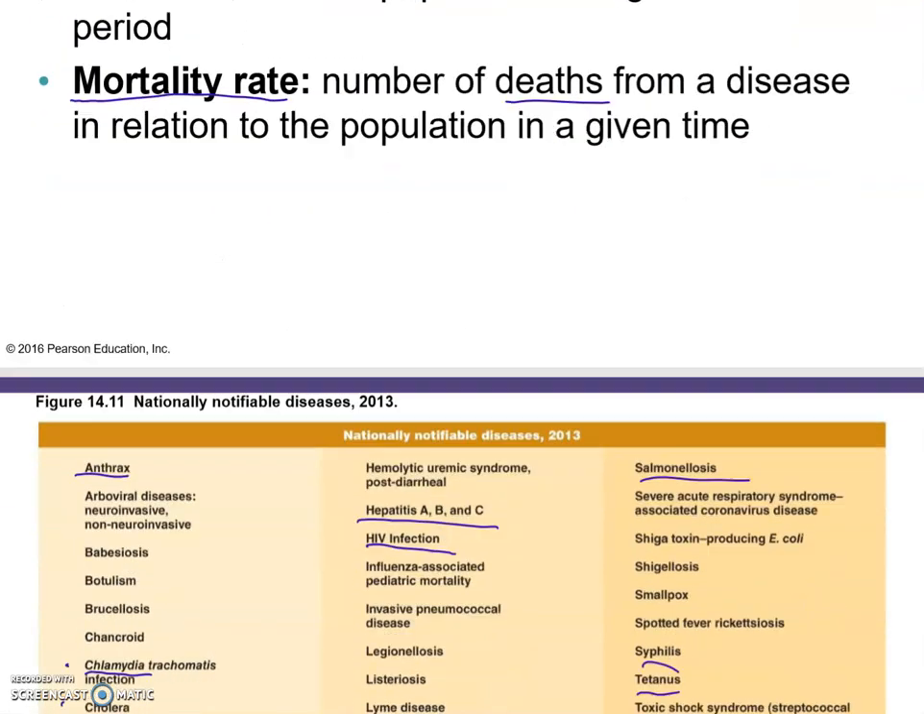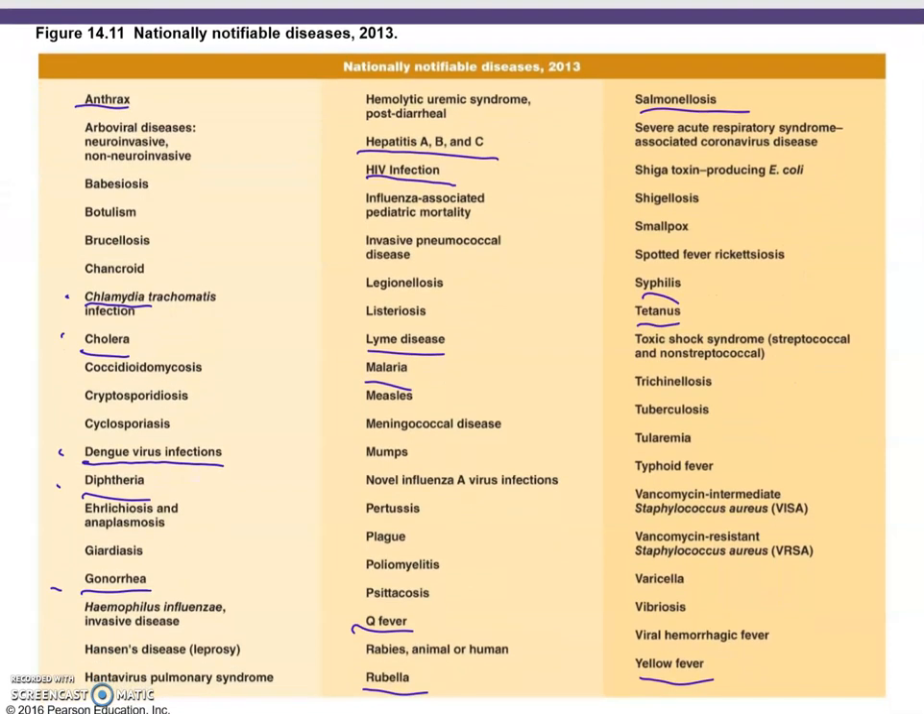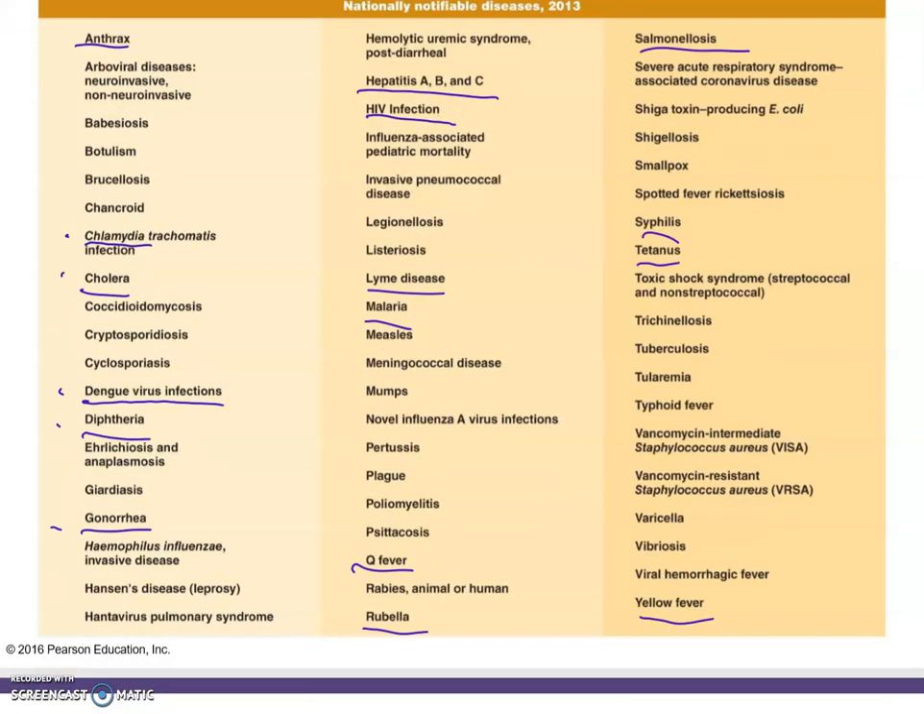Let's take a look at this list here of nationally notifiable diseases as of 2013. You can see there's a long list. You can take a look at some of these here. Includes a lot of sexually transmitted diseases. So here we have, and also here gonorrhea, also viruses such as dengue, hepatitis viruses, all of them, HIV infection, syphilis, tetanus, Lyme disease. So you can take a look at this and see what are reportable diseases, where the CDC will get a report every time a physician has diagnosed one of those diseases.